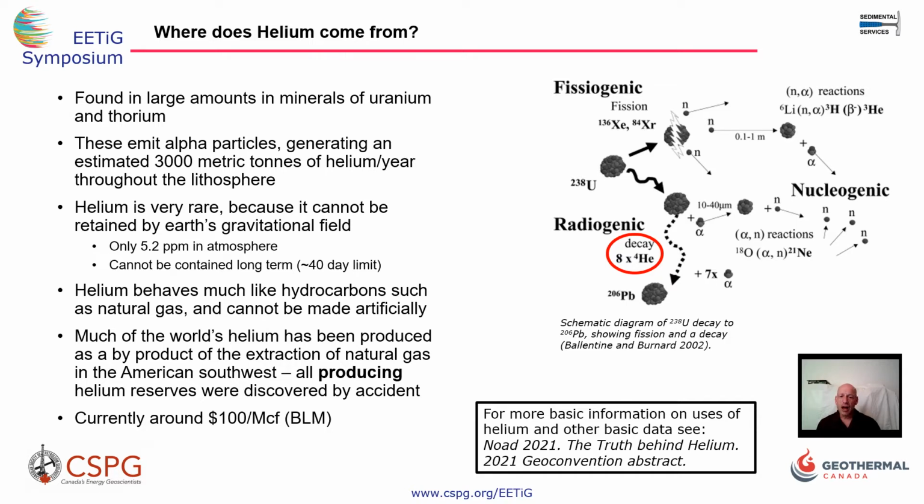Helium behaves a lot like hydrocarbons, such as natural gas, and cannot be made artificially. And much of the world's helium has been produced as a byproduct of the extraction of natural gas in the American Southwest. So all producing helium reserves were discovered by accident. And currently the price of helium is around $100 per 1,000 cubic feet.